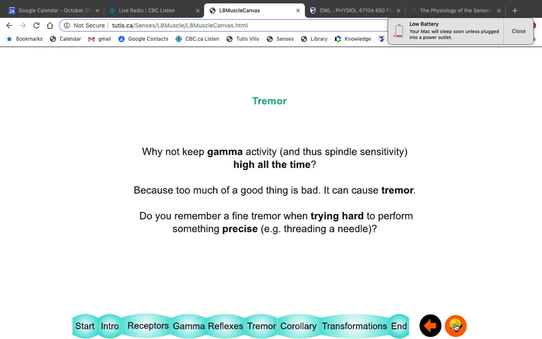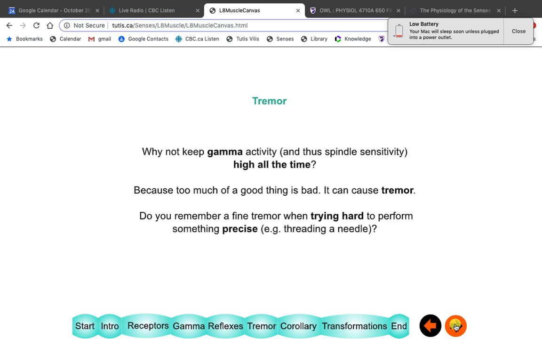Tremor. Now, we talked about gamma activity, and we said that if you increase the gamma activity, you'll increase the sensitivity. The question is, why don't you just keep it high all the time? Why don't you make it as sensitive as possible at all times? It seems like a more sensitive receptor is more accurate. Well, too much of a good thing can be a problem.